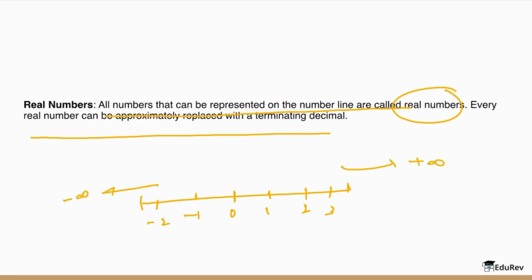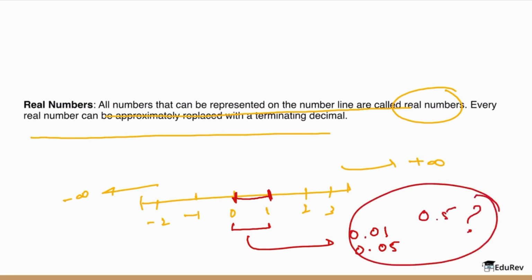Now answer one question of mine. 0 और 1 को तो हमने mark कर लिया, but what about the numbers which are between 0 and 1? What about the numbers 0.01 or 0.05 or 0.5? What are these numbers, and where do I need to include them? Didn't these questions arise in your mind?